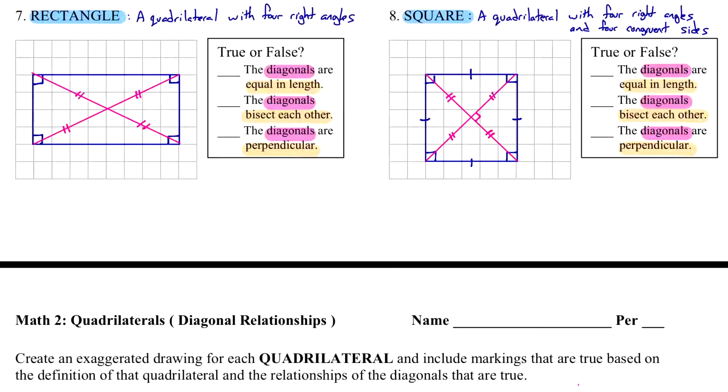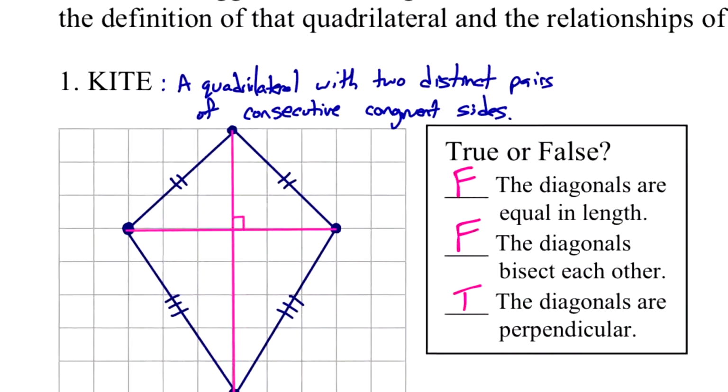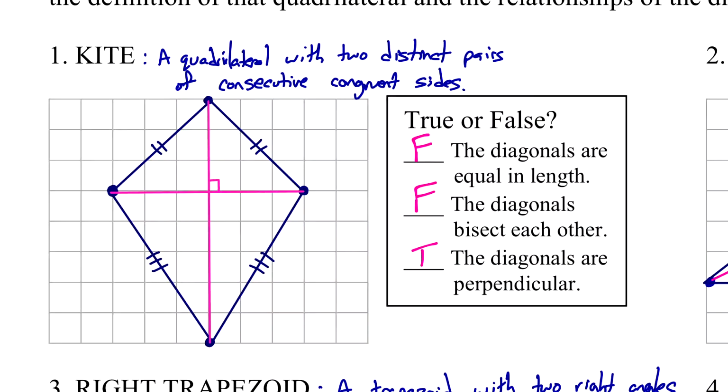All right, so for kites, we're looking at diagonals are perpendicular, right? So that was kind of a big hint. There's a 90-degree angle there. That was the hint that these were perpendicular. We said they don't bisect each other, but one of them actually bisects the other. So that's the only thing that's true about it. It's like a half-truth, but the only one that's completely always true is the diagonals are perpendicular.